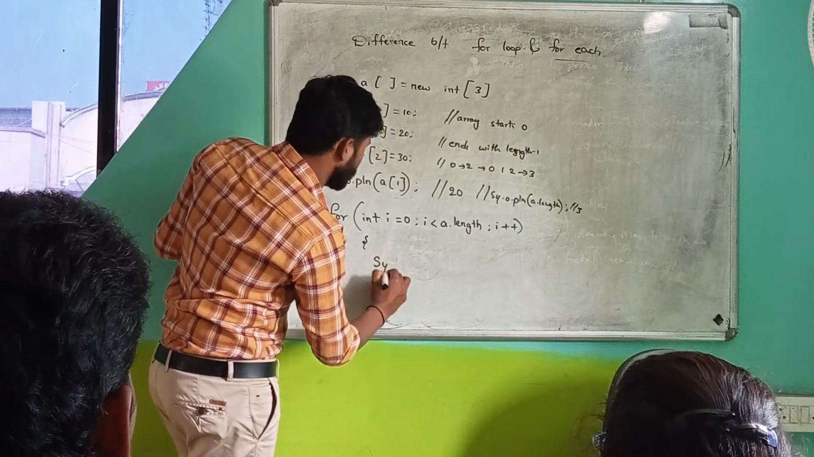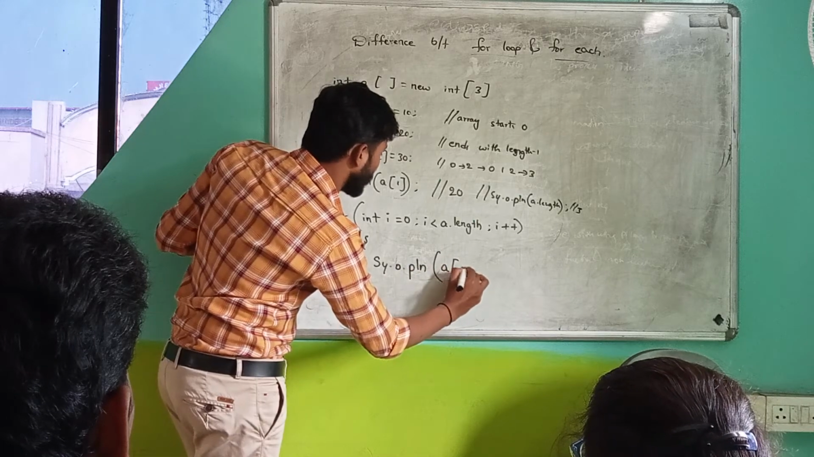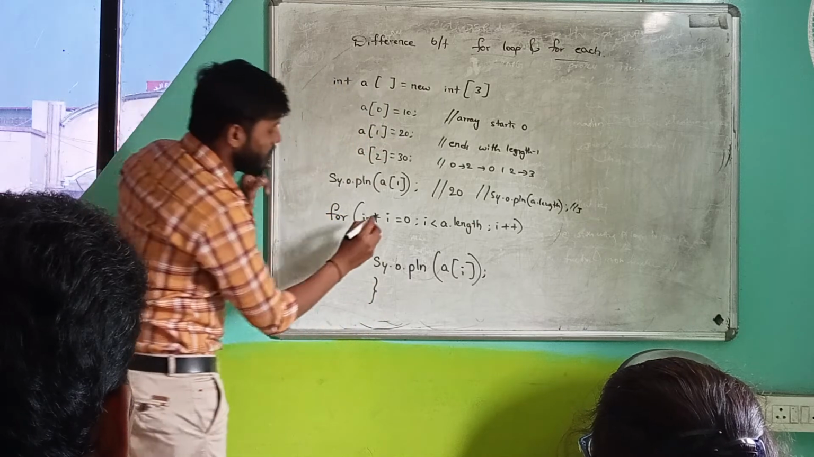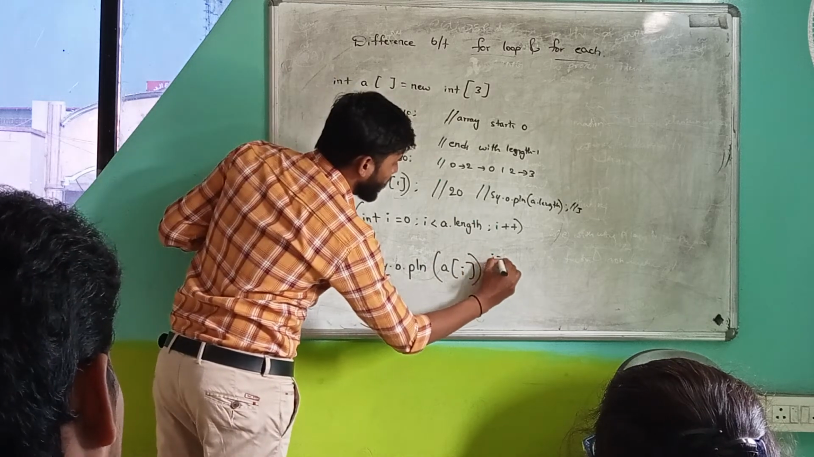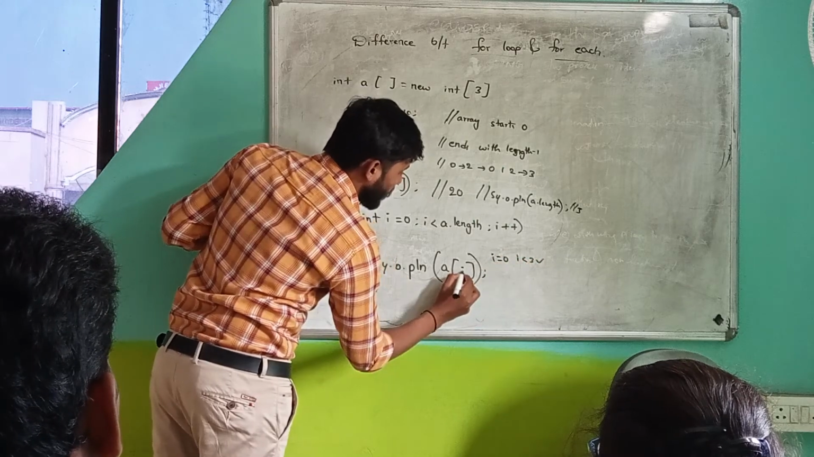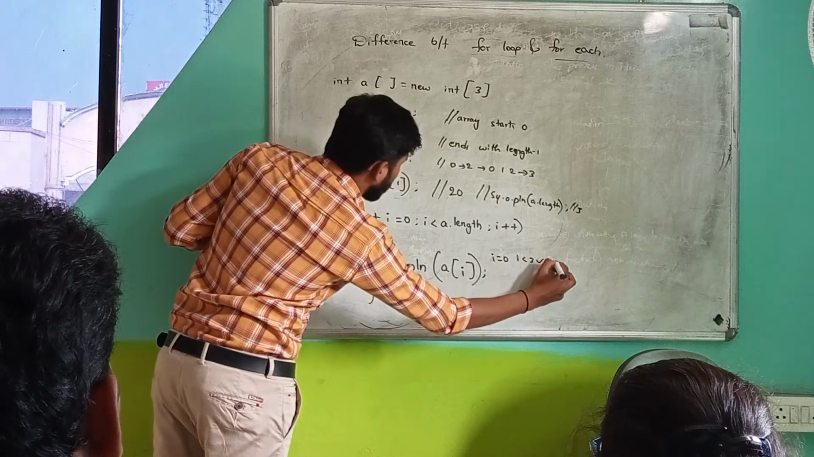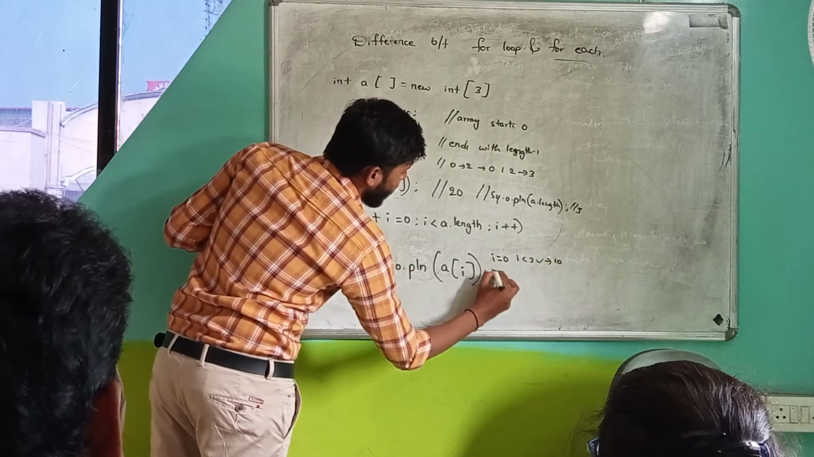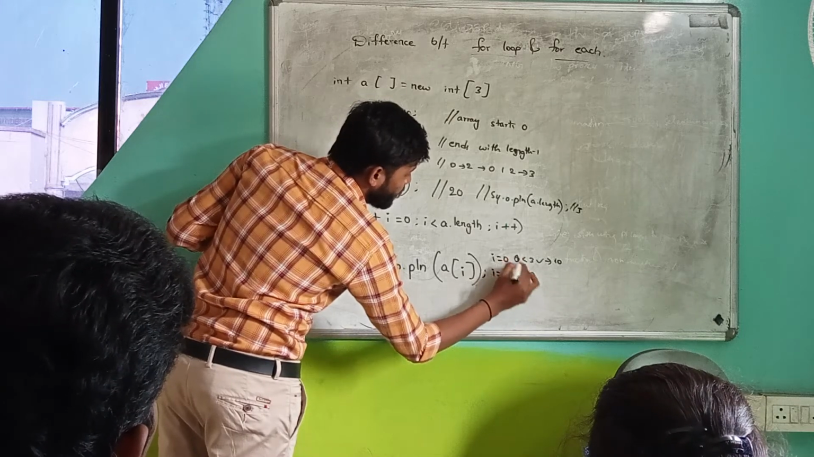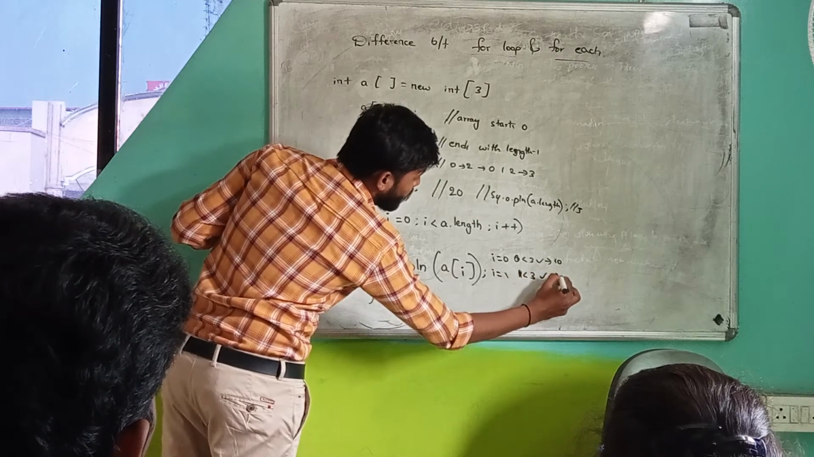Now system.out.println a of i. You can close the loop. Now you can see i will start from 0. i equal to 0, i is less than 3. Condition satisfied. So when i is 0, it will print 10. And when the i value is 1, 1 is less than 3, so condition satisfied, 20 will print.